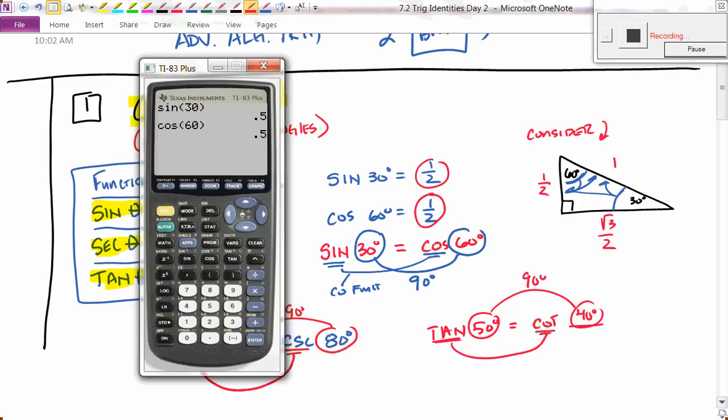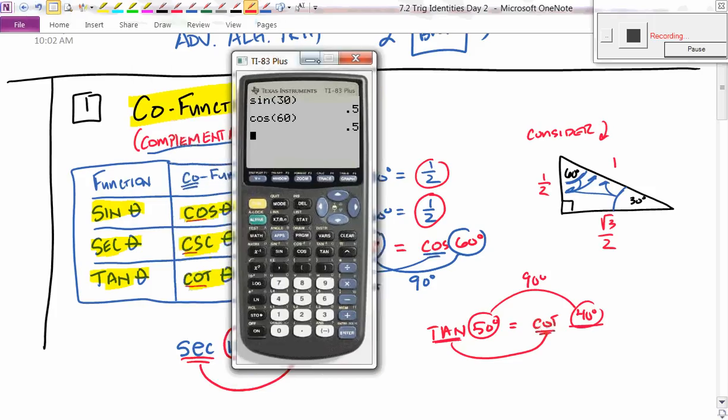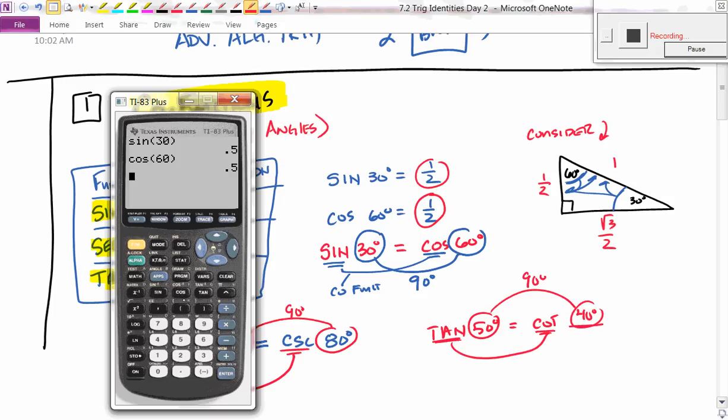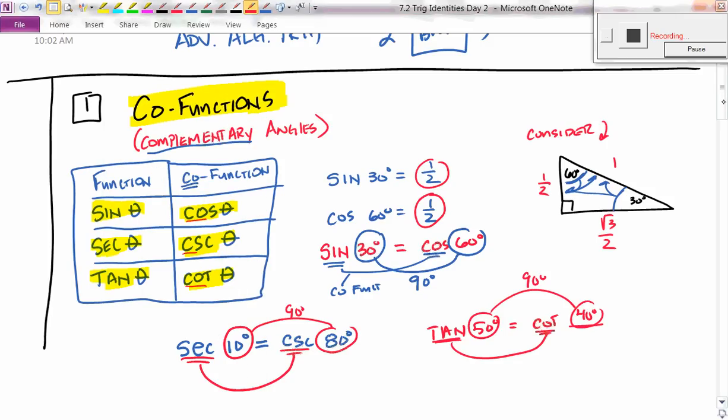Now, some people are asking, how do you punch in cotangent? As an example, if we wanted to do the tangent and the cotangent one, if I plugged in tangent of 50 and pushed enter, I would have to plug in 1 divided by the tangent of 40 degrees, because that is equal to the cotangent, and notice they're exactly the same thing. So you punch in 1 over the tangent of 40 to be equal to the cotangent. That's how you do it. You take the reciprocal function. So that's the idea behind cofunctions.